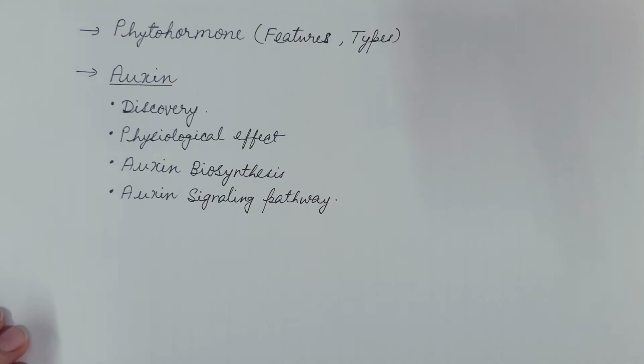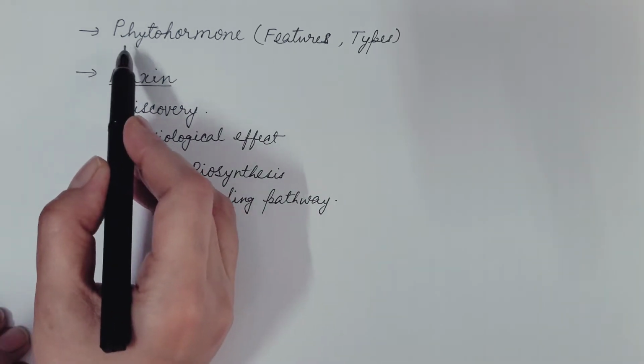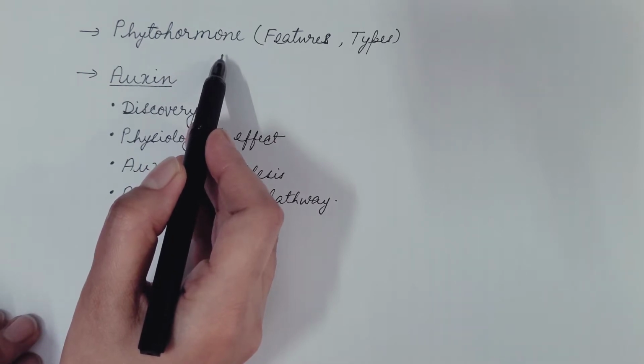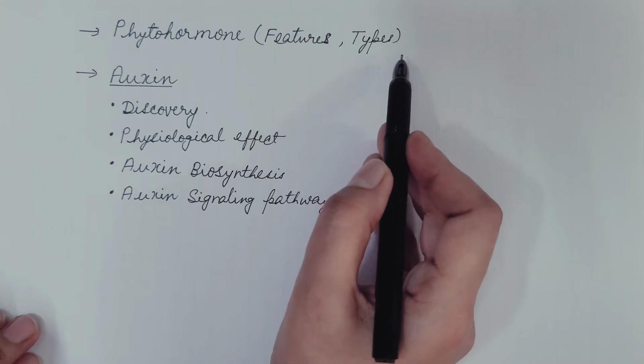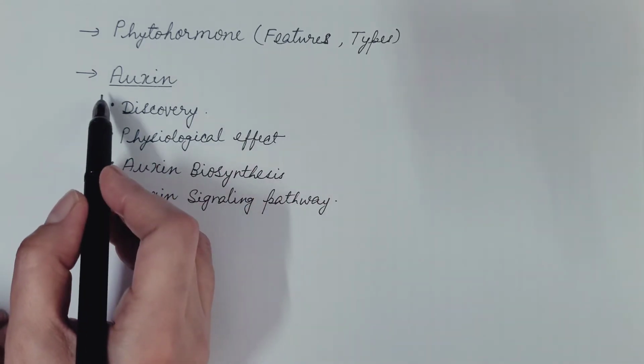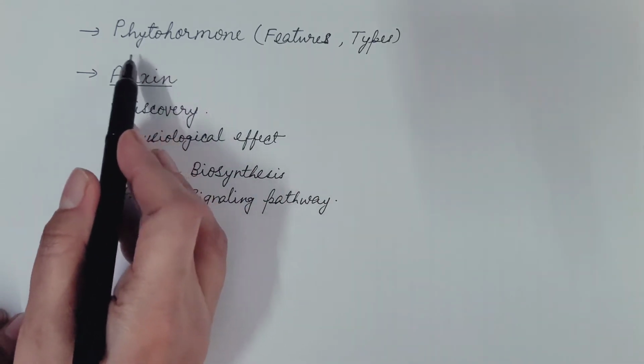Hello friends, today we are going to start the topic of plant physiology, that is phytohormone. In this video we will discuss the features of phytohormone and then the types of phytohormone. We will mainly focus on auxin.